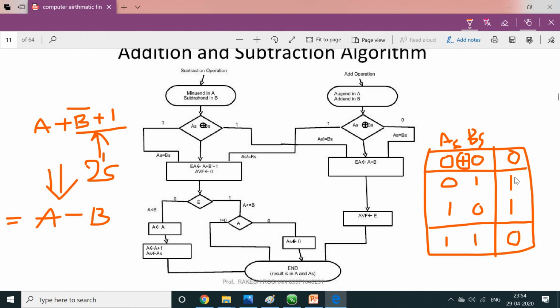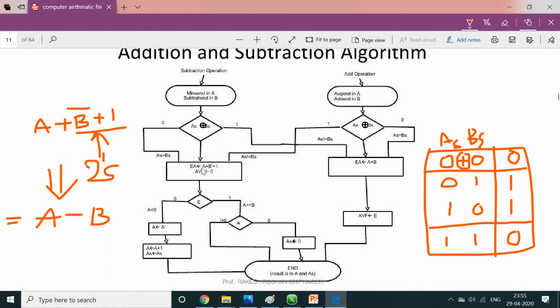If the output equals 1, that means AS is not equal to BS. In this case AS is not equal to BS. If the condition equals 1, the cursor goes to this position and it will perform the addition operation. Direct addition operation, the result is stored into A and the carry is stored into the E bit.